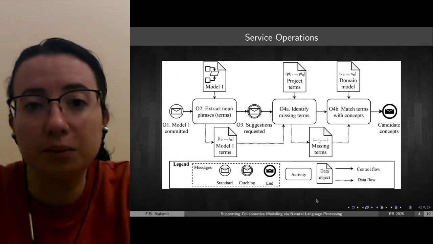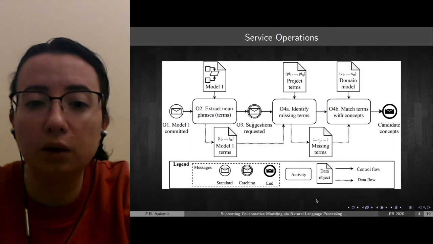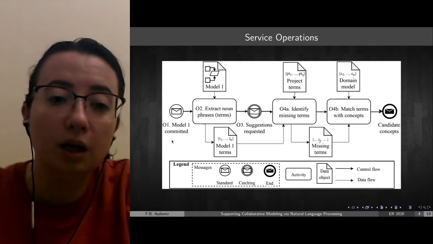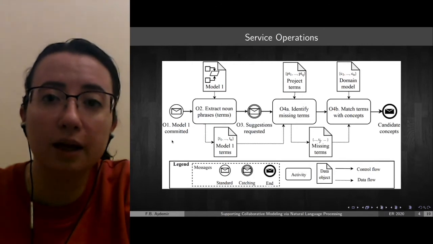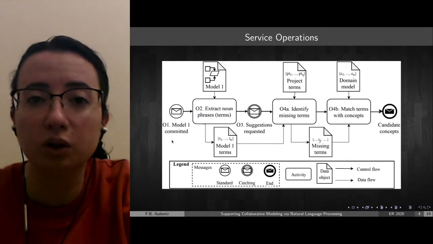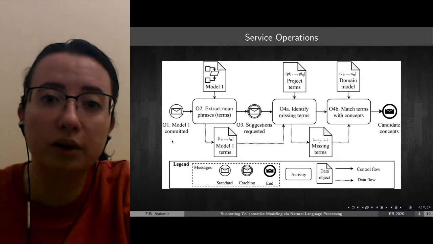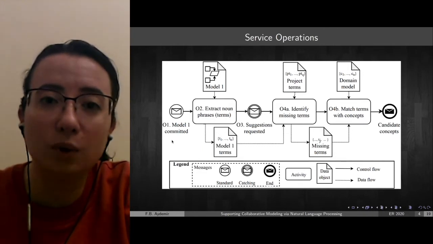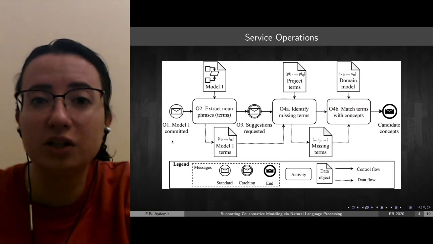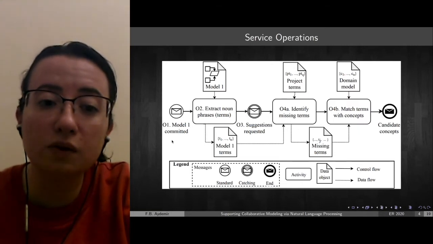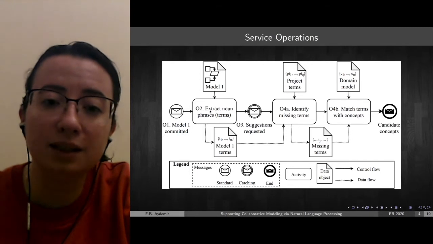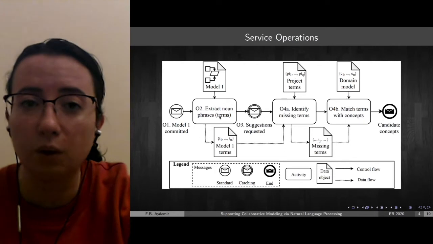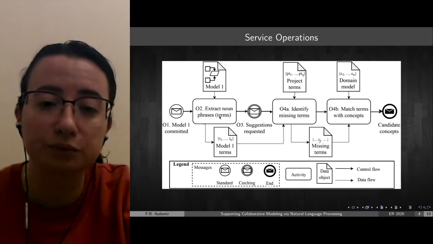So this diagram shows the inner workings of our model. Here you see that it starts with the model being committed. A commit is a significant change in a model. So whenever the modeler thinks that there has been a significant number of changes in the model, it commits the model, therefore shares these changes with the service. The service analyzes the commits and basically it extracts the noun phrases, terms that are included or removed from the commit, therefore from the model.